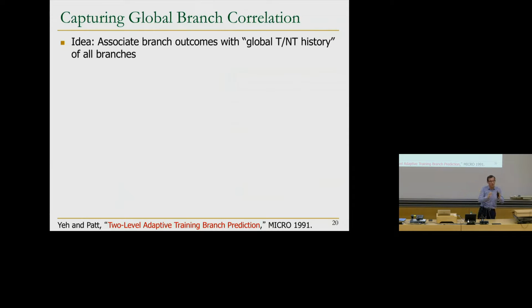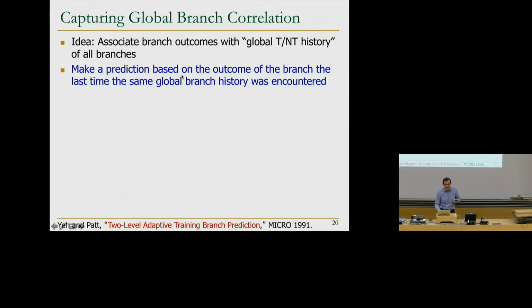I say all, meaning that there are different branches that contribute to this history. And we want to make a prediction based on the outcome of the branch the last time the same global history was encountered. So let's assume that the last 4 branches you executed were all taken. You're going to remember what you did last time you saw that history when you executed this branch. So all were taken. Last time you did not take it. And if you see that history again, taken, taken, taken, taken, you're going to do not taken again.